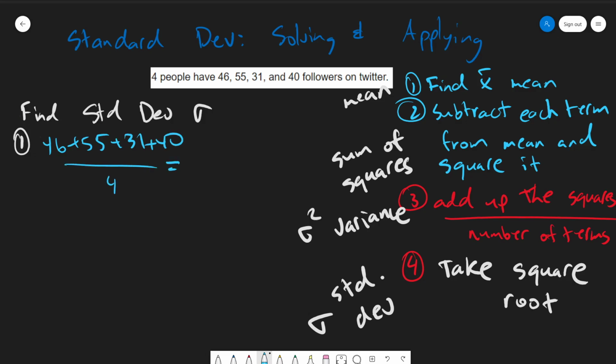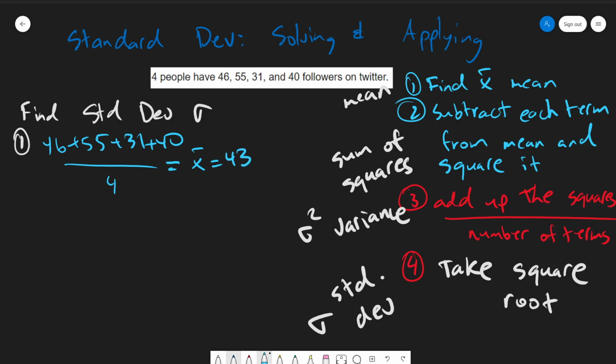So I've already, wait, did I do this one already? Let's see, what is this? We got 172 divided by 4 is 43. So there's our mean. Our mean is 43.